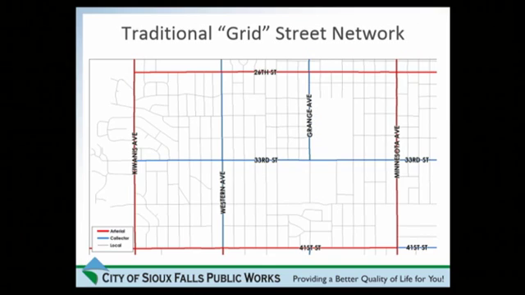Now let's just also talk about where these streets are at. This is a traditional grid street network that you'd see in the core of the city. The arterial streets are in red with the collectors in blue. And so everything looks in a grid pattern. Everything is perpendicular for the most part.